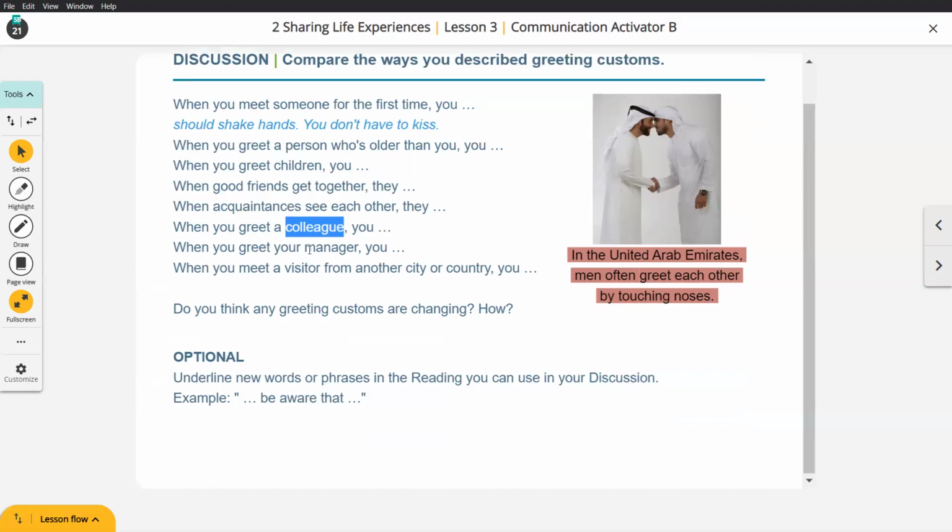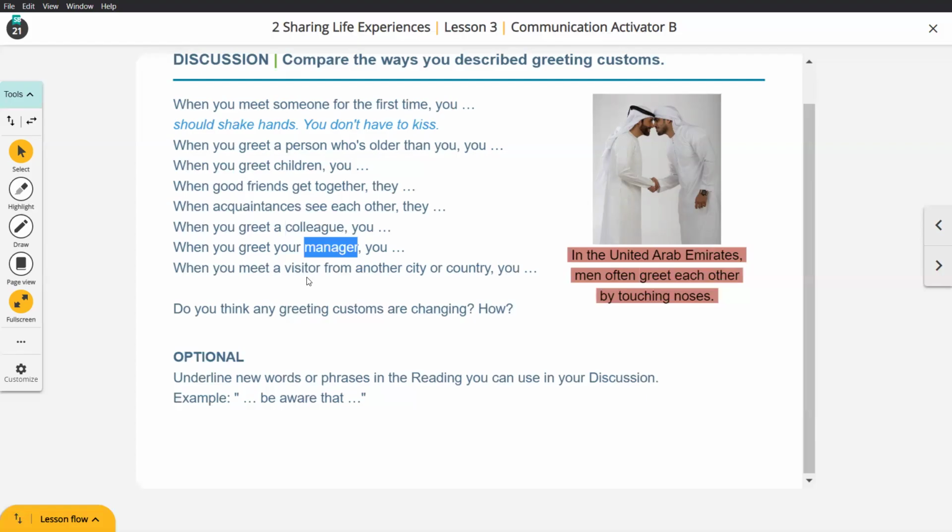Okay? When you greet your manager, what do you recommend here? Alejandro, please. You greet formally, maybe with a handshake. Excellent. With a handshake. Also formally because it's a manager, okay? We don't have that really near relationship that is needed as a friend or a family member.